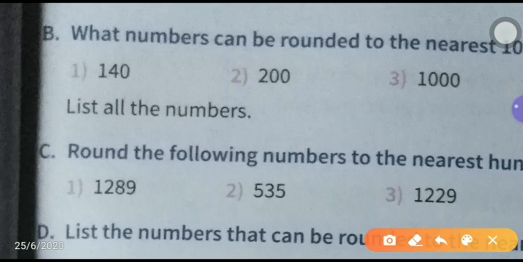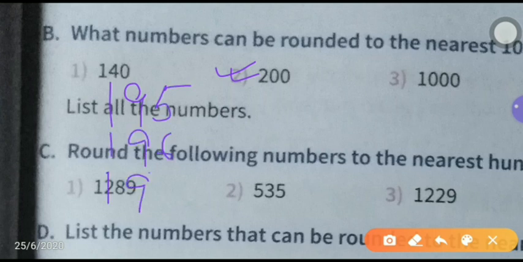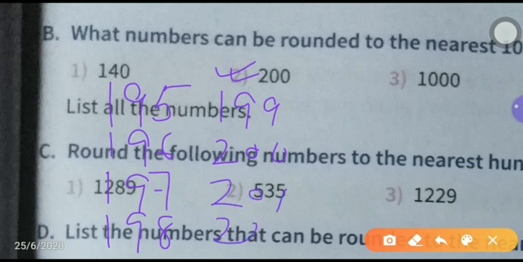Next, you see 200 given there. So 200 means 195, 196, 197, 198, 199, 200, 201, 202, 203, and 204. These numbers, if you round off, then you will get 200.